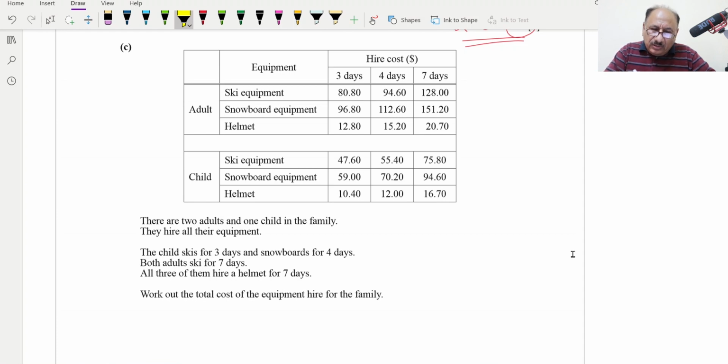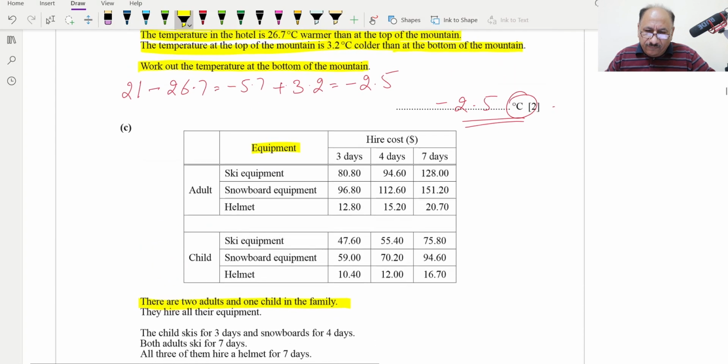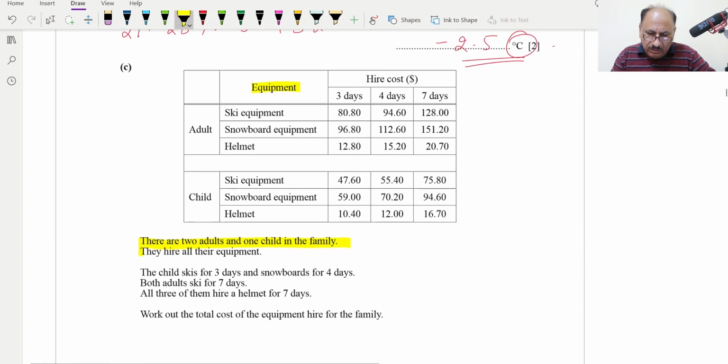They have given equipment. There are two adults and one child in the family. They hire all their equipment. The child skis for 3 days and snowboards for 4 days. Both adults ski for 7 days. All three of them hire a helmet for 7 days. Work out the total cost of equipment hire for the family.